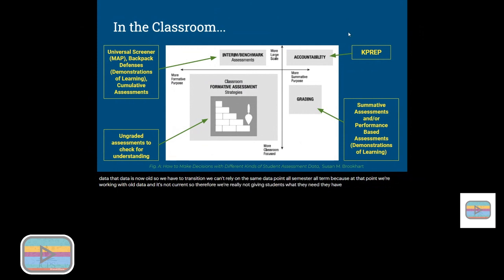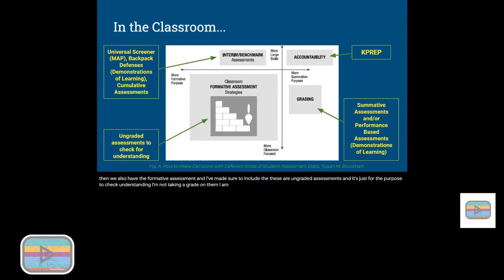They have the accountability quadrant, which consists of K-Prep. For us, it might also be ACT if you think secondary. We have the summative assessments or performance-based with the demonstrations of learning. And then we also have the formative assessment. And I've made sure to include that these are ungraded assessments. And it's just for the purpose to check understanding. I'm not taking a grade on them.